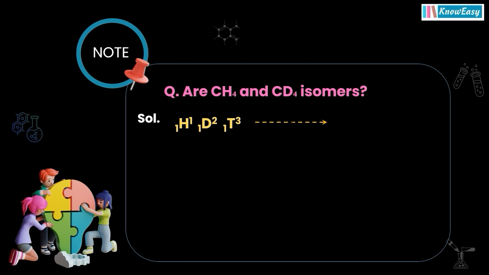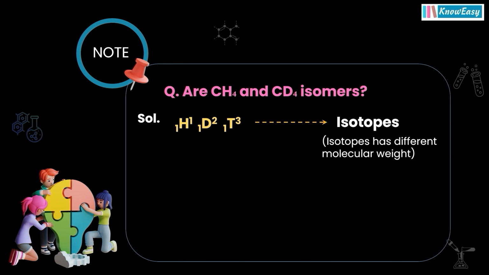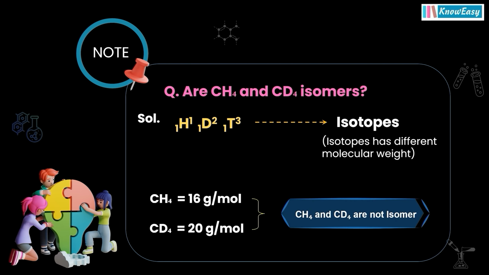Hydrogen, deuterium and tritium have same atomic number but different molecular weight. If you calculate the molecular weight of CH4, it will be 16 and CD4 it will be 20 gram per mole. So as we have discussed, isomers must have same molecular formula as well as they must have same molecular weight. So here you can clearly see that the molecular weight is different. So here you can clearly see CH4 and CD4 are not isomers of each other.